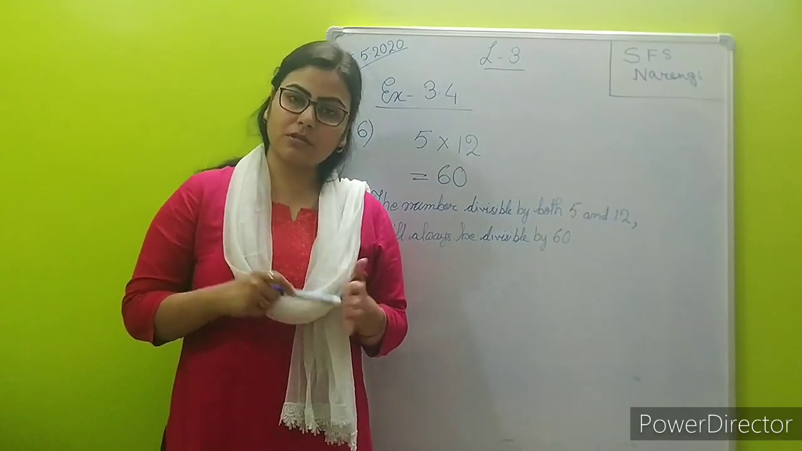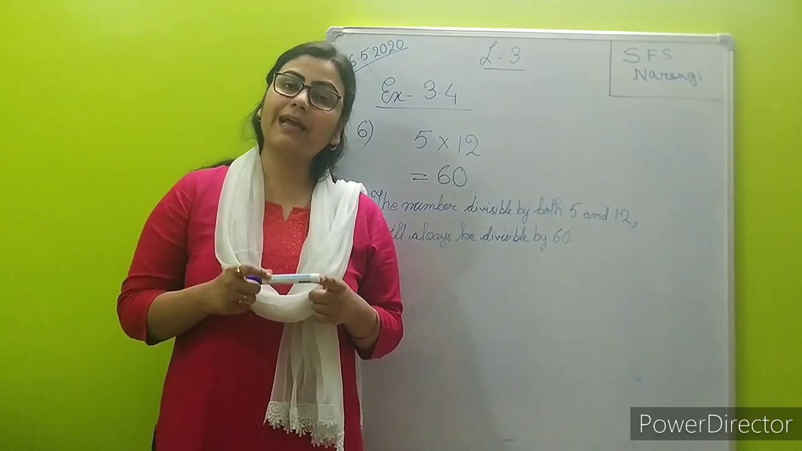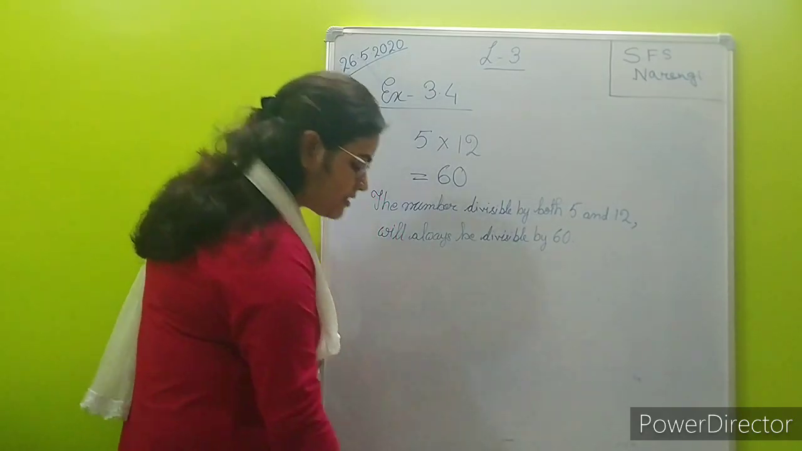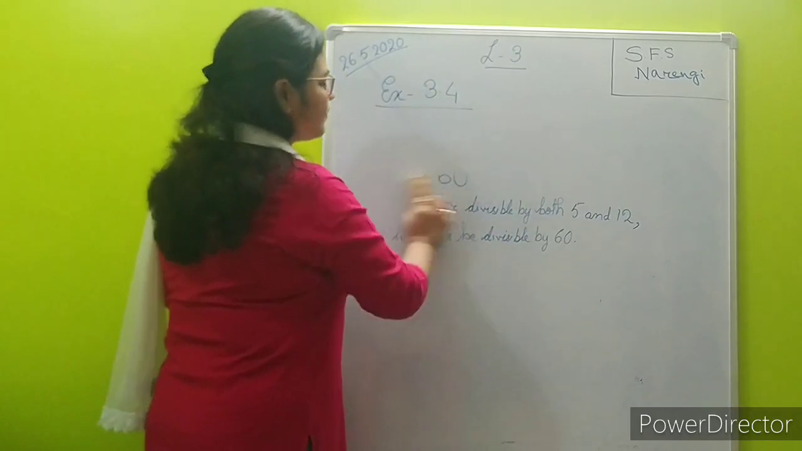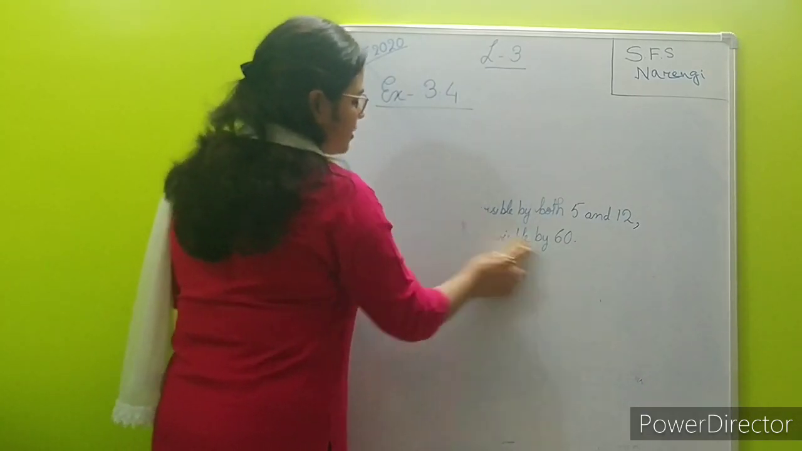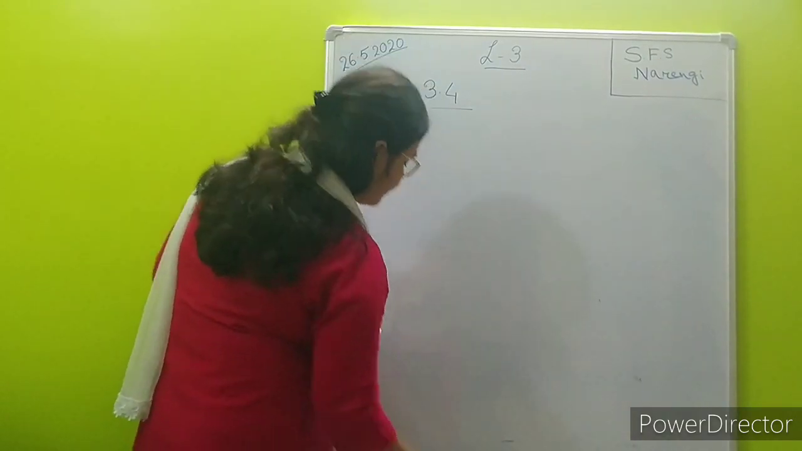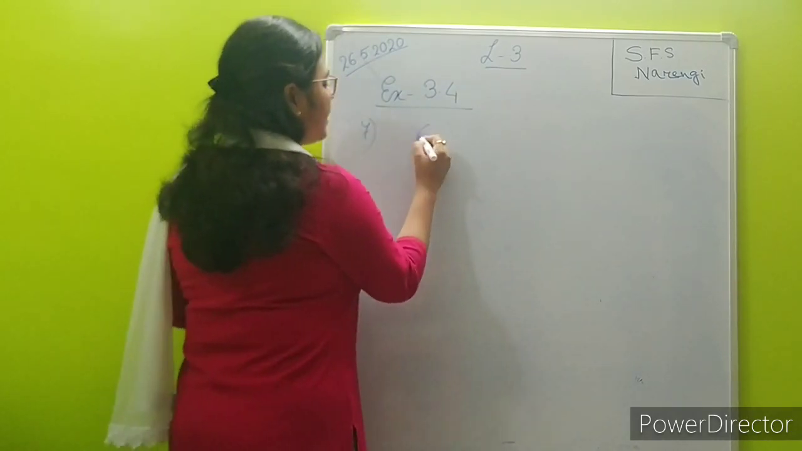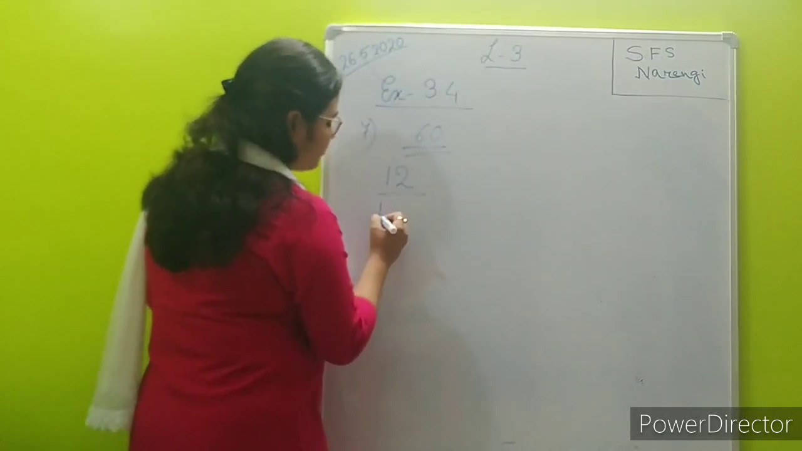Okay. Now, what did I say? If any number is divisible by 12, then that number will be divisible by all the factors of 12. How? Let's just find out. Let's take 60 only, right? We know that 60 is already divisible by 12, right? So let's take 60 as our example. Now first of all, let us find out the factors of 12.